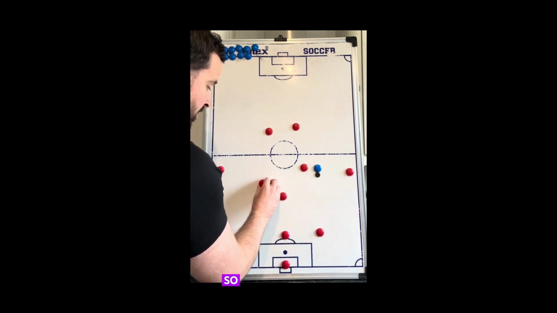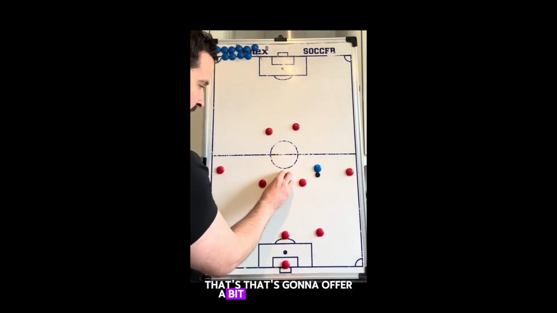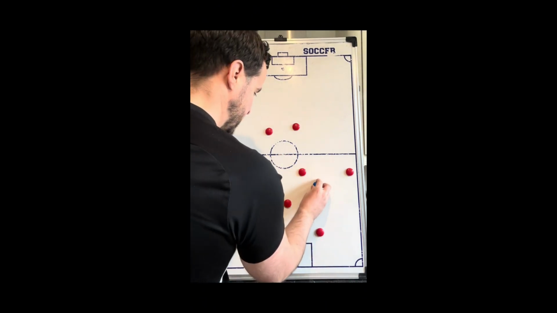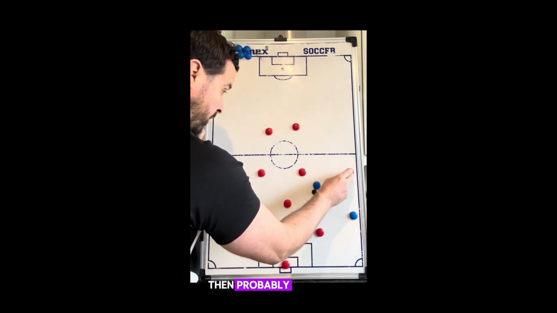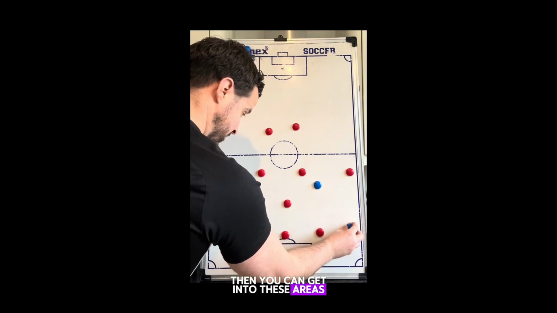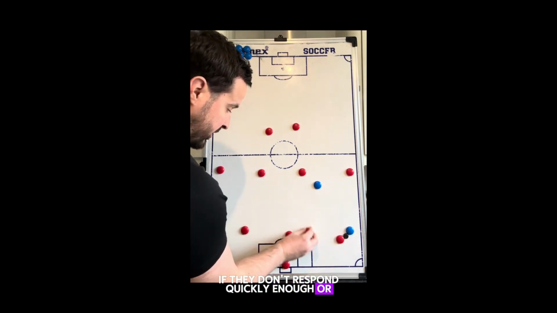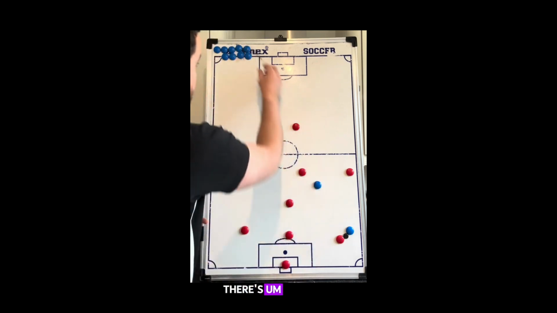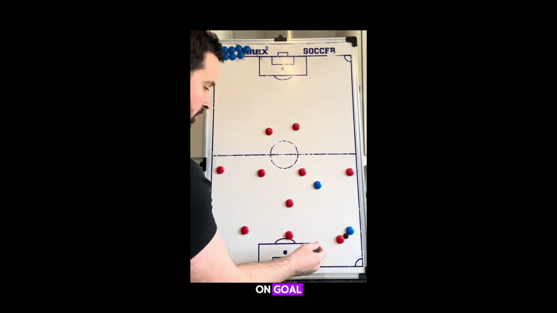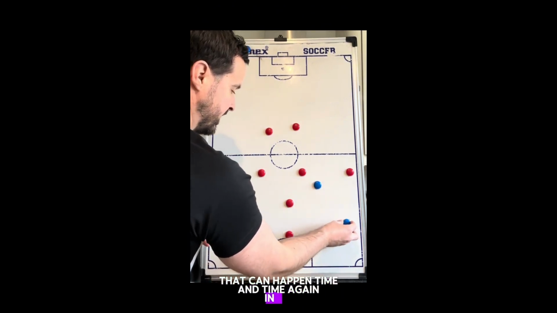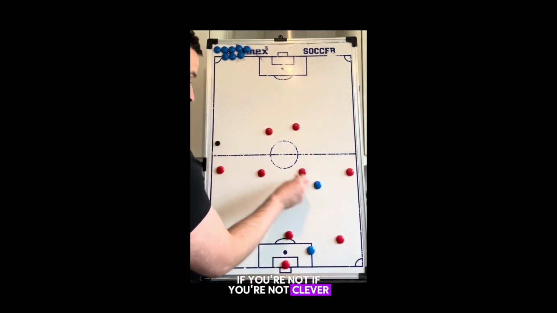I mean, especially so if you've chosen to go 2 pivot, 1 attacking midfield here, that's going to offer a bit of vulnerability. But let's just say traditional style. If we steal the ball here, that player's got a runner off them, then probably not doing their work. Then you can get into these areas really easily. That drags the player out. You see the drag. If they don't respond quickly enough or they don't fill that gap, there's an area for the striker to peel off into here, and all of a sudden we've got a shot on goal. That can happen time and time again in a 3-5-2 if you're not clever with the ball.